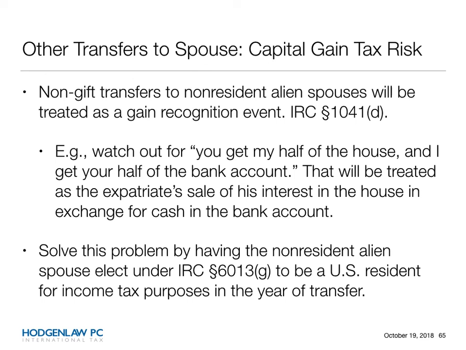And the way I solve it is by making this election under Section 6013, so the non-resident alien spouse becomes a resident for the year that you're doing all this asset movement around. Therefore, Section 1041, the basic general rule, tax-free swaps between spouses, will apply.